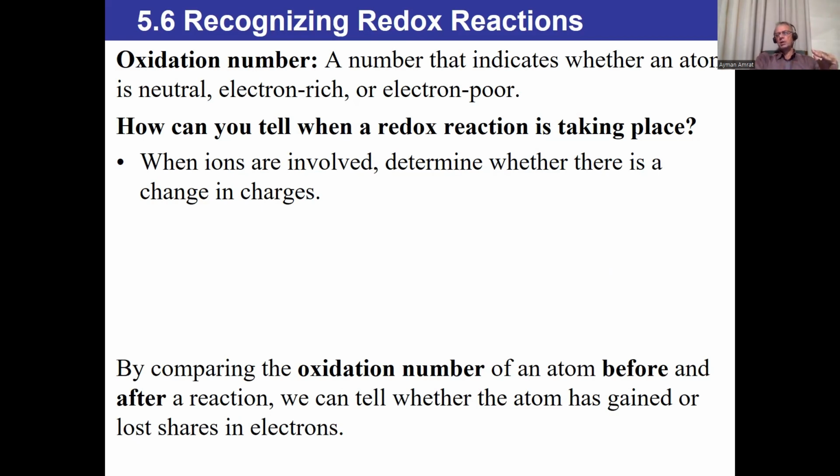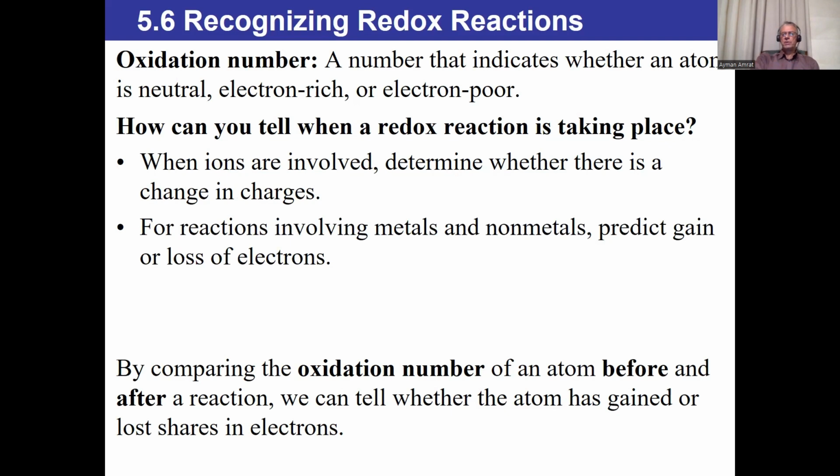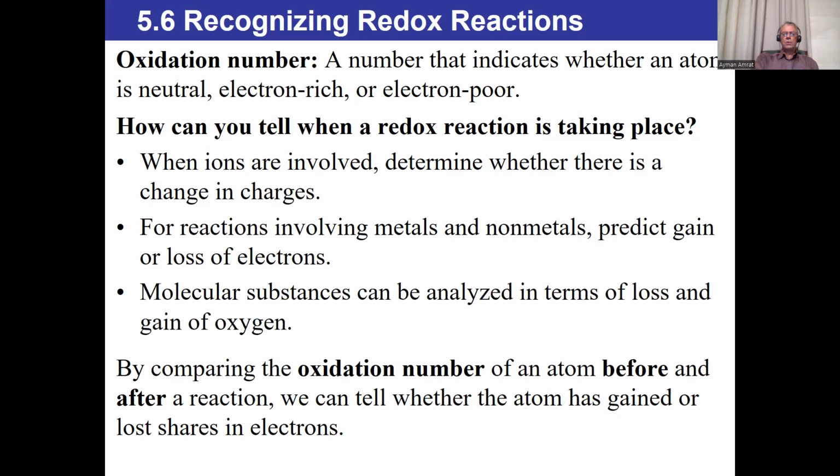If the positive charge increases, it is oxidation. If it becomes more positive or less negative, oxidation. On the other hand, reduction is when the positive charge decreases or the negative charge increases. For reactions involving metals and non-metals, predict gain or loss of electrons. Molecular substances can be analyzed in terms of loss and gain of oxygen. Lose oxygen, reduction; gain oxygen, oxidation.